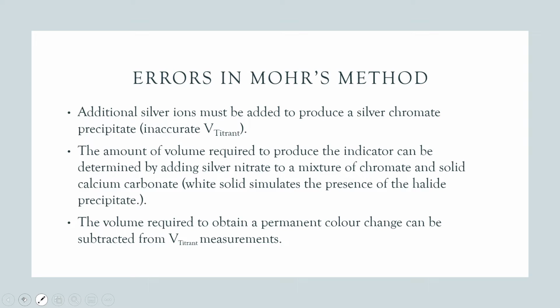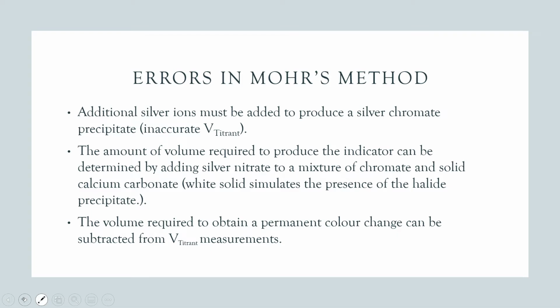But there is a problem with Mohr's method and the method that I just showed you, and that is that once we've actually consumed all of the halide and we've completed that precipitation reaction, we actually need to add additional silver ions or additional volume of the titrant to actually produce that silver chromate precipitate. And that's a problem because that's going to mean that the volume of titrant that we end up measuring at the end is going to be inaccurate. We've added more titrant than we actually needed. So what we can do is a little bit of a calibration or a zeroing step.